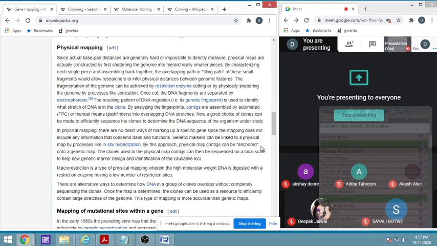This is then determined. It can be done by various automatic machines, or by manual means, known as pathfinders, and these overlapping DNAs are identified. There are many mechanisms nowadays to efficiently sequence the clones to determine the DNA sequence. We have so many machines. During COVID you might have heard of PCR and RT-PCR. There are many such machines, and this physical mapping will be done to show where the genetic locations are.